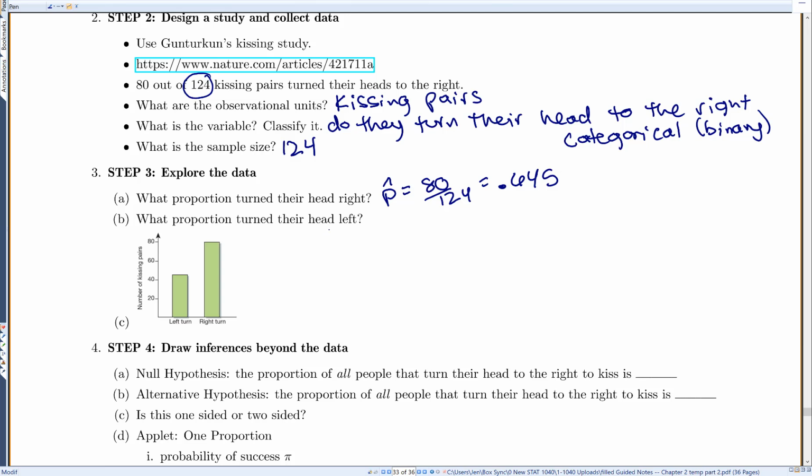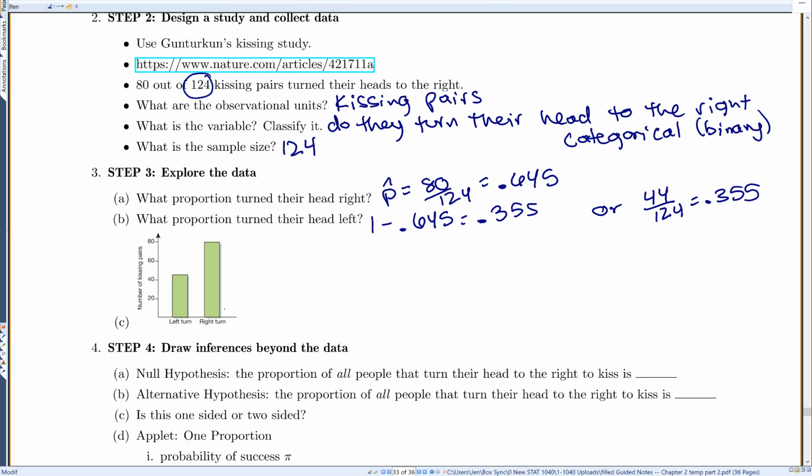Okay. Let's see, what proportion turned their head left? Well, if there's 80 out of 124, I could do this a few ways. I could just subtract it from 1. So like 1 minus 0.645 gives me 0.355. Or you can think about it as, let's see, 124 minus 80 gives me 44. So 44 out of 124 should give me 0.355. So there were 80 that turned their head right, 44 that turned their head left.